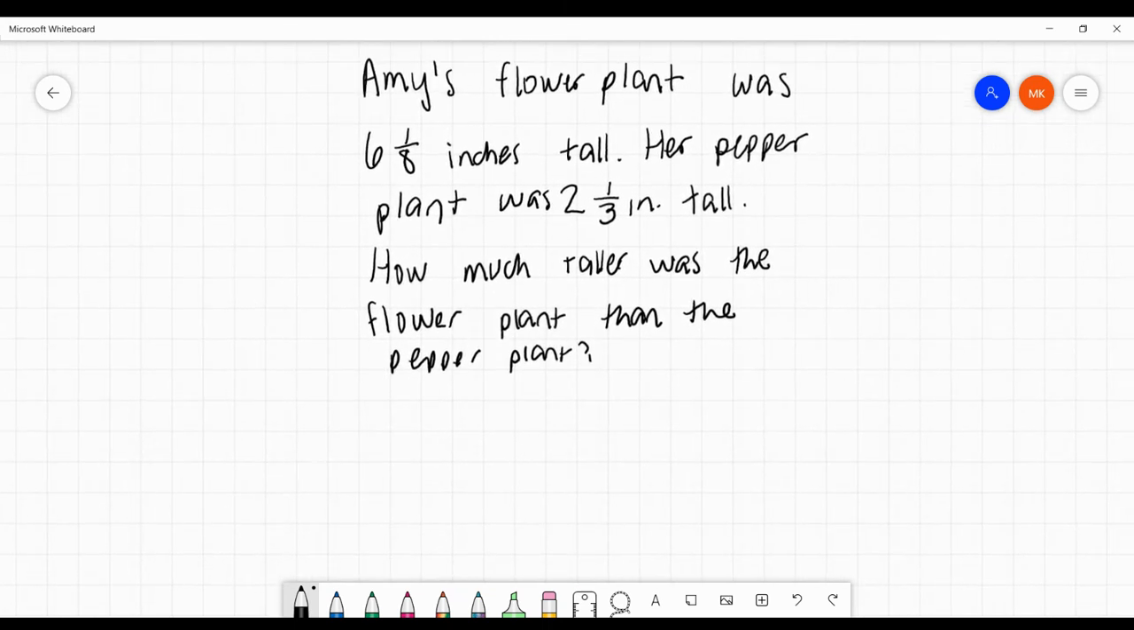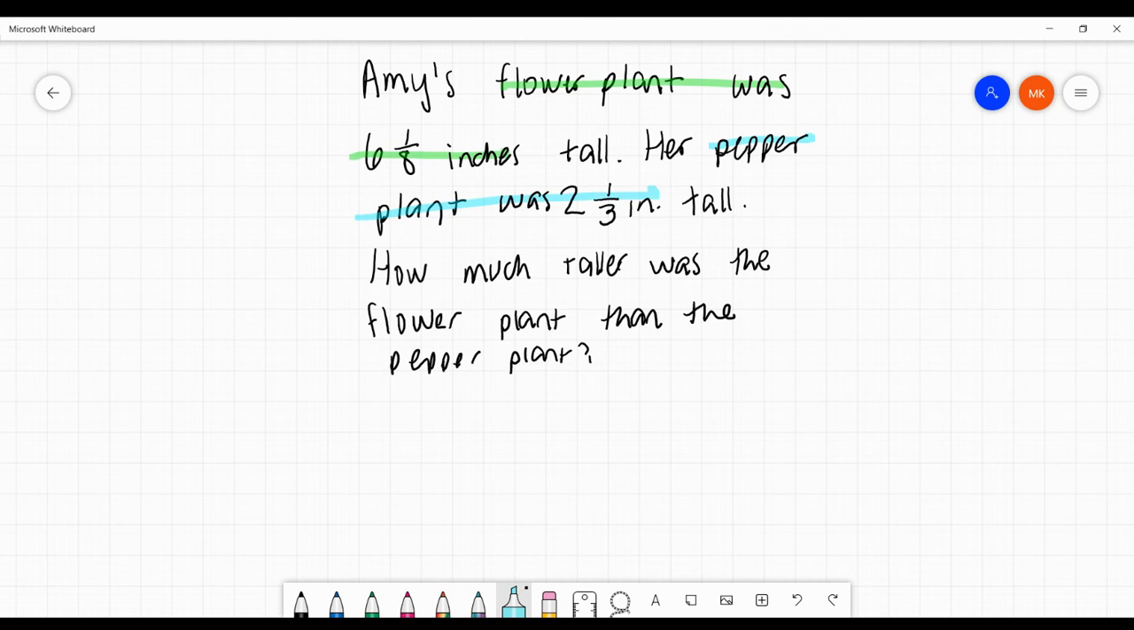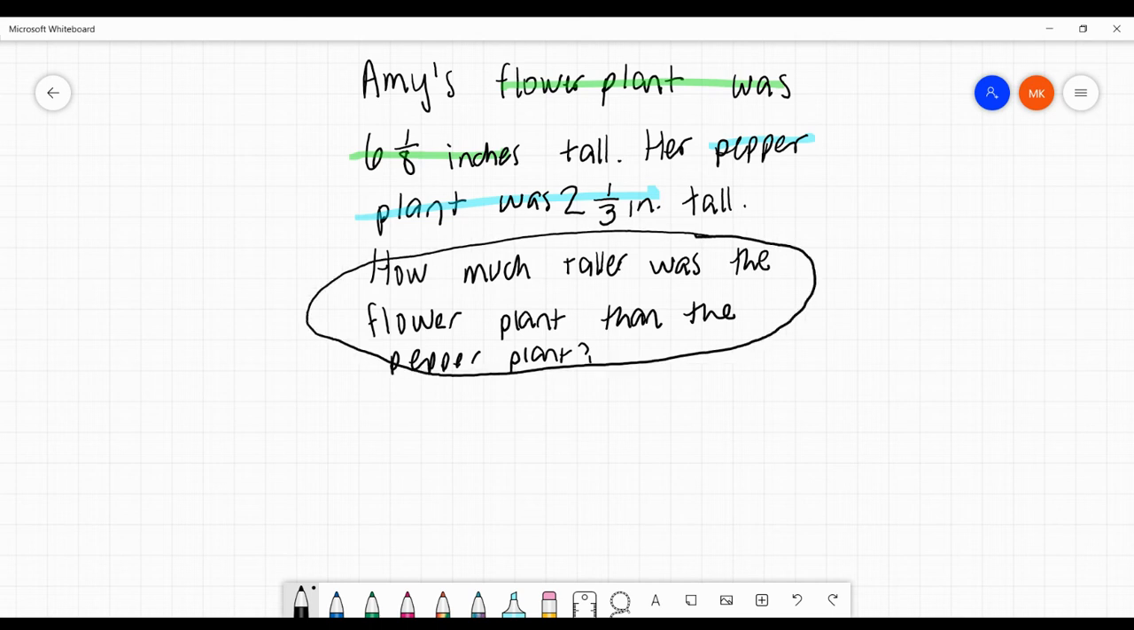All right, welcome back. So when I read this problem, the first thing I will do is highlight the information I know I'll need to use. So the flower plant was 6 1/8 inches tall. Her pepper plant was 2 1/3 inches tall. I'll circle what I need to know. So how much taller was the flower plant than the pepper plant?